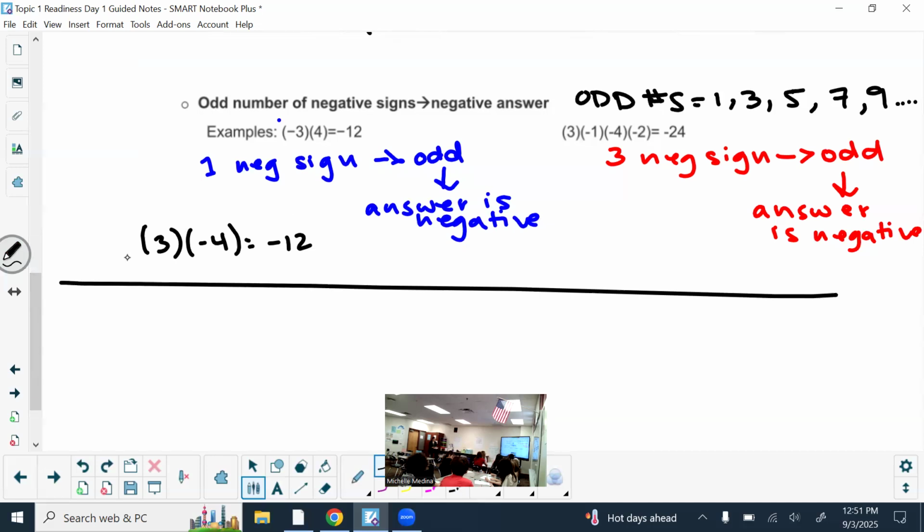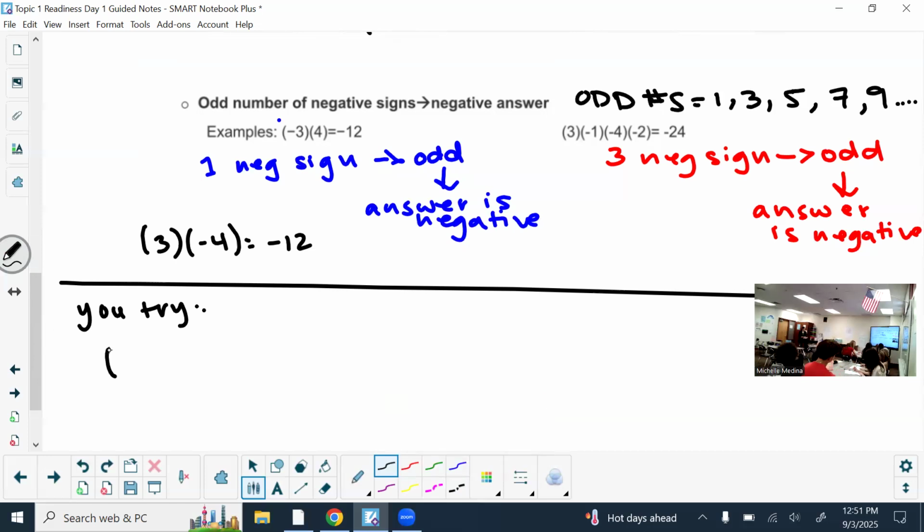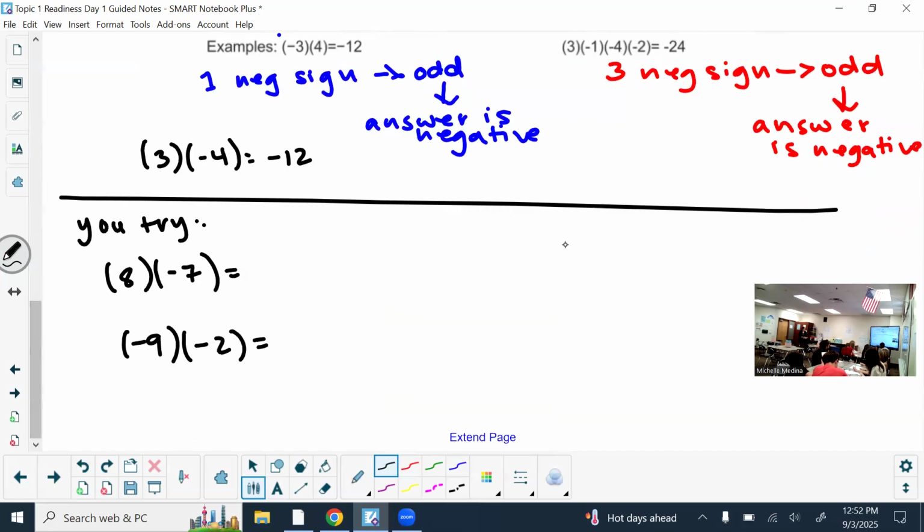Okay, I'm going to give you a series of problems to try. I didn't want to put them in any sort of order because I didn't want you to just copy what it was for the examples. So let's do 8 times negative 7. Just do it on your paper. Negative 9 times negative 2 on your paper. Do 1 times negative 2 times 4. And 3 times negative 2 times negative 8.